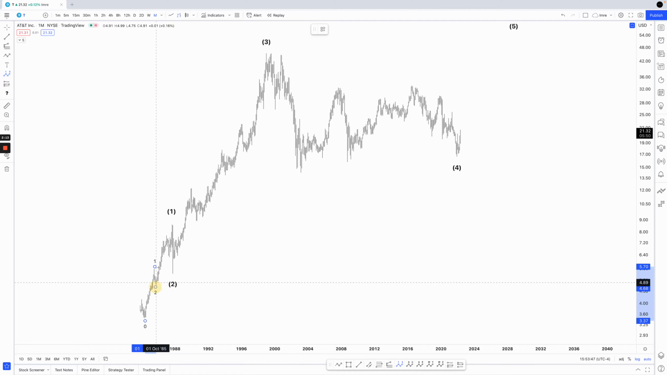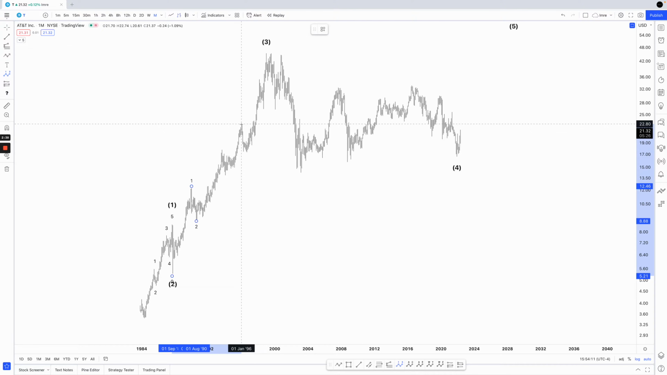So I've got waves 1, 2, 3, 4, and 5 for wave 1. And now wave 3 looks a little bit more challenging. And you can see, it doesn't take me very long to fill this out. 1, 2, 3, 4, 5. So that's wave 1 of 3. This is wave 2 of 3. 1, 2, 3, triangle 4, 5. So that would be 3 of 3. Nope, sorry. This is 3 of 3. This is 4 of 3. And this is 5 of 3.